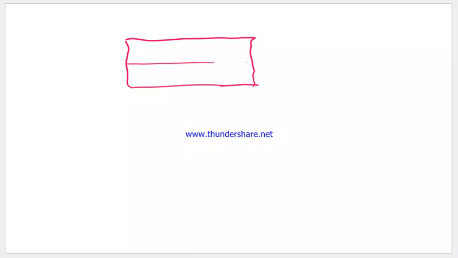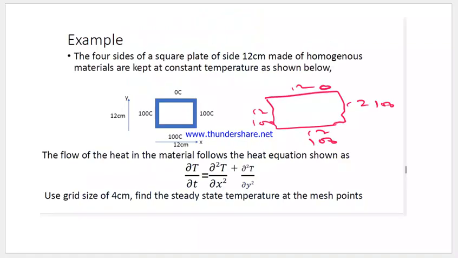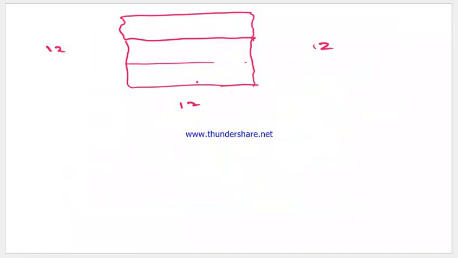So let's discretize like this. It's 12 cm here, 12 cm here, 12 cm. We are asked to use a grid size of 4 cm. That means we are going to divide into 3. So this will be 0, 4, 8, 12. This will also be 0, 4, 8, 12.